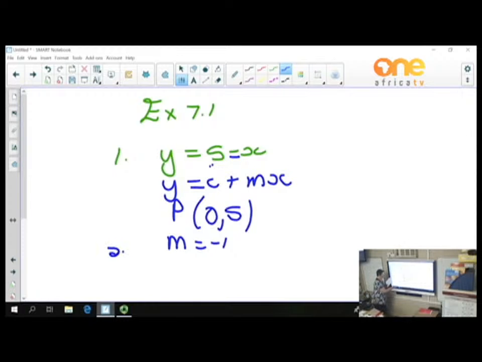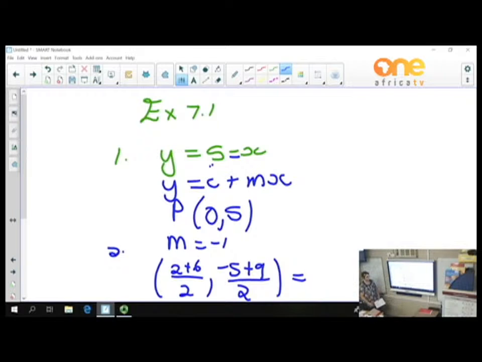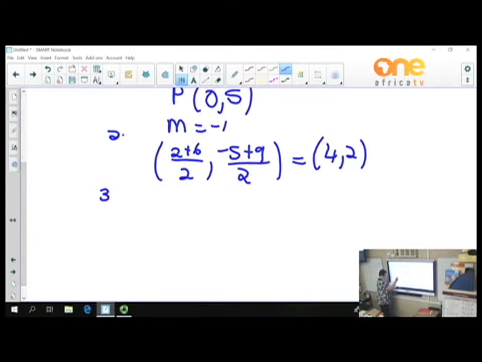At number 2, they say find the midpoint of those points. So it's just the midpoint formula that you will use there. It's the midpoint formula, which is then 2 plus 6 over 2, and then -5 plus 9 over 2. That is the midpoint formula. It's a direct question. You just need to answer it. So what did you get here? Good. 4, 2.